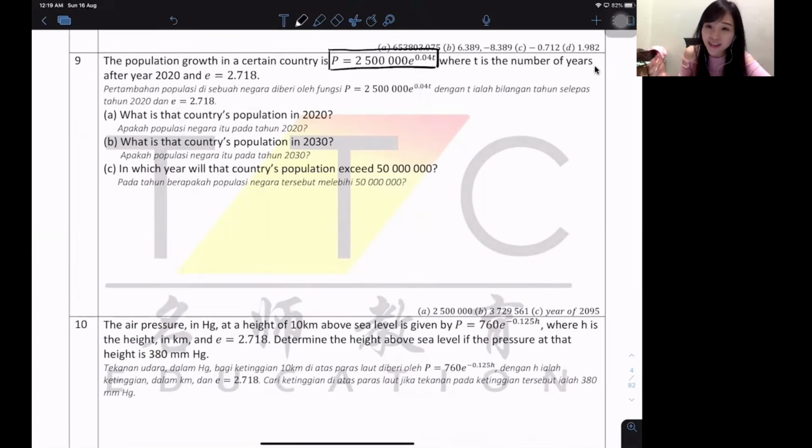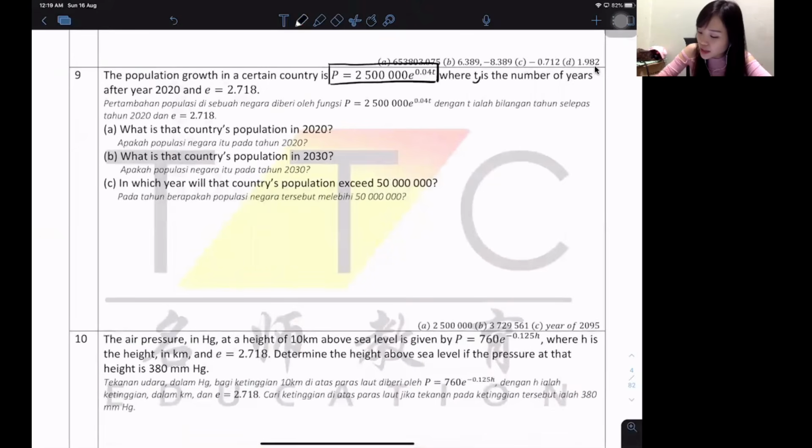Next, where T is the number of years after the year 2020. So T actually is the number of years. That's what they say, okay? And e is actually 2.718. I hope you guys know e is the natural logarithm base, right? So e is 2.718 with more decimals at the back. They just write it to 4 significant figures now, okay? You will just use it, okay?